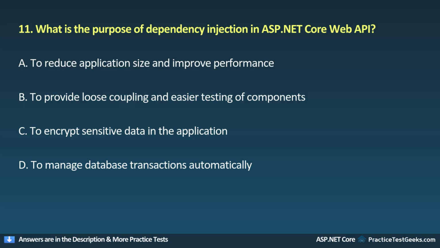11. What is the purpose of dependency injection in ASP.NET Core Web API? A. To reduce application size and improve performance. B. To provide loose coupling and easier testing of components. C. To encrypt sensitive data in the application. D. To manage database transactions automatically.